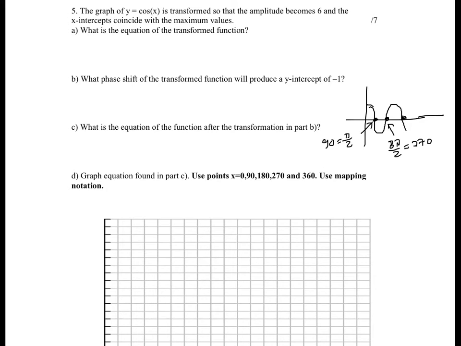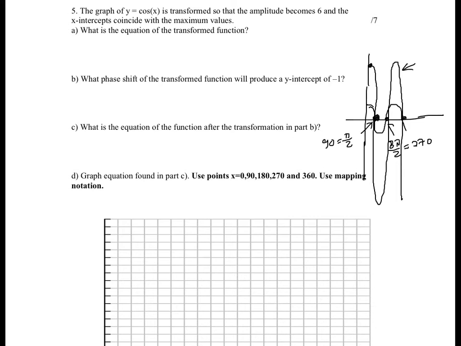Now it says that the amplitude becomes 6. So this means that our graph is going to become something like this graph. Nothing about phase shift yet. So this is our new graph. The other thing that it says is that the x-intercepts now coincide with the maximum values. These are the x-intercepts. So the maximum value, which is here, coincides with this x-intercept here.